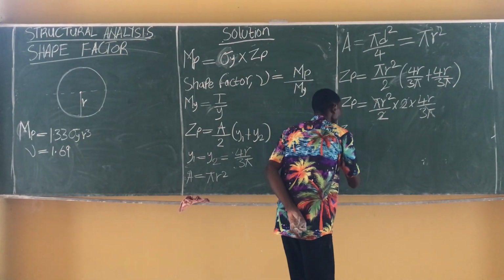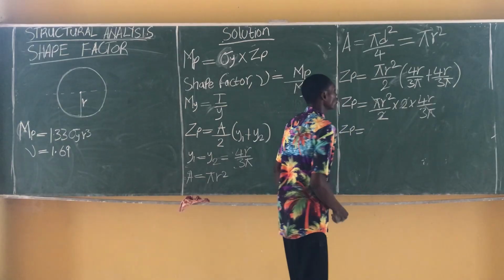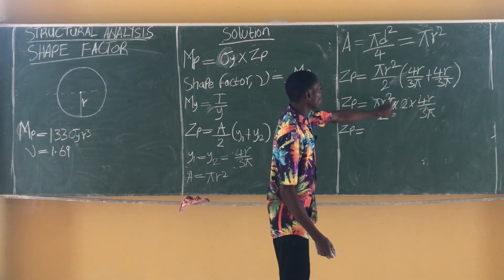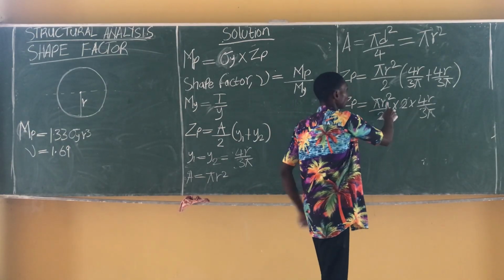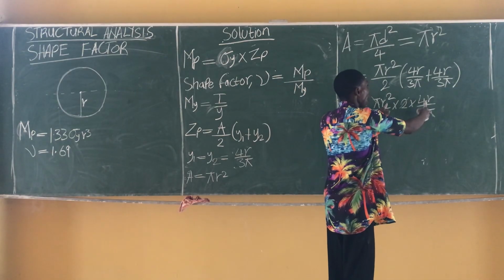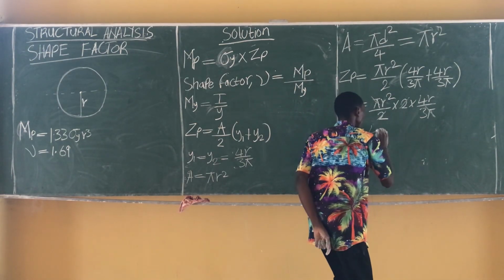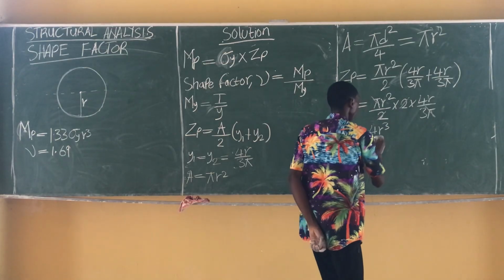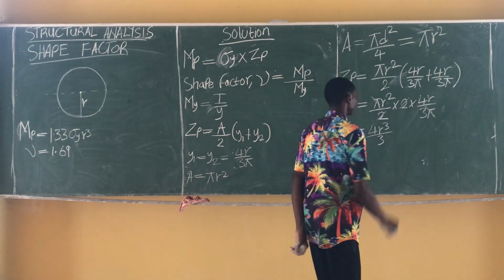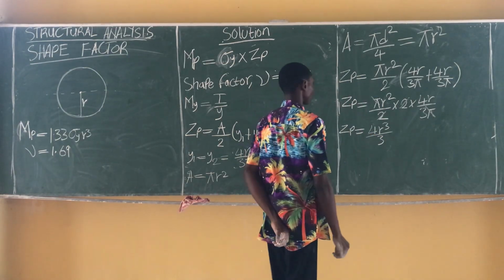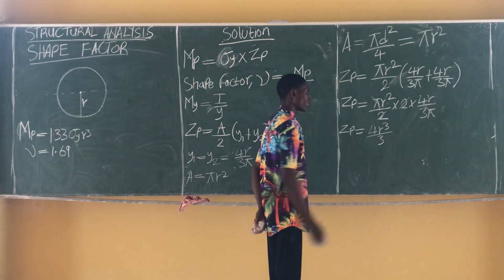So we have our plastic section modulus ZP to be equal to, we are left with r square, 4r, and 3. So r square times 4r is equal to 4r cube all over 3. 4 divided by 3 is what?